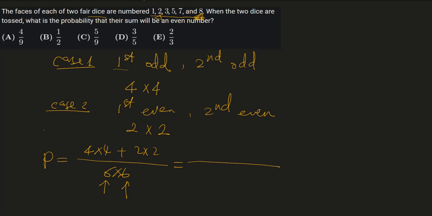Therefore, let's simplify this. On the top we have 16 plus 4. The bottom is 36. So that's 20 over 36. Let's simplify this by dividing 4 from the top and the bottom. So we have 5 over 9. Therefore, our choice is C.